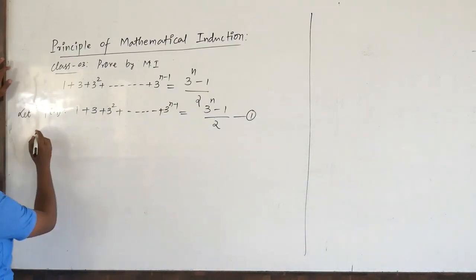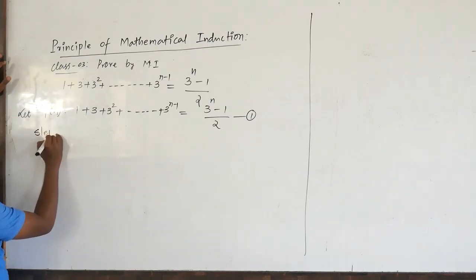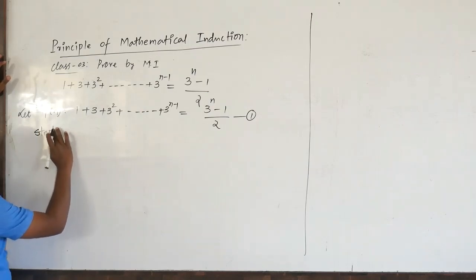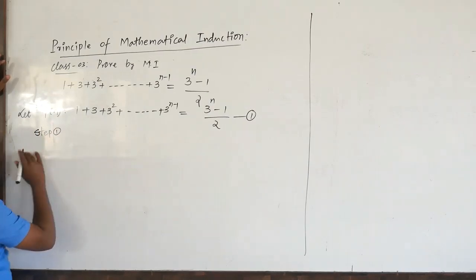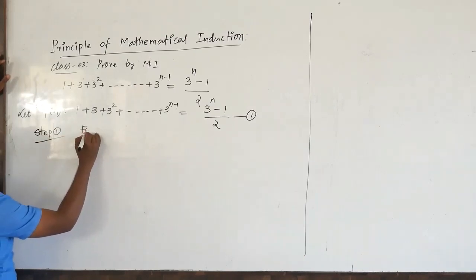So as usual the proof. Step 1, for n equal to 1.